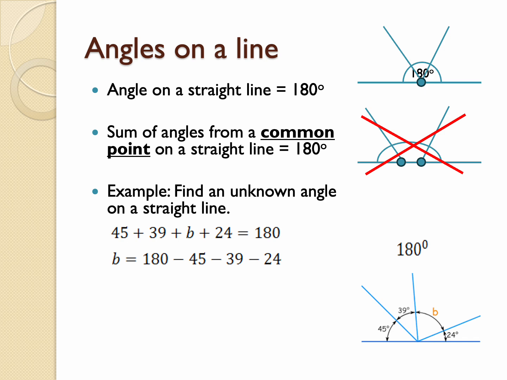If you don't know how to make B the subject, watch an earlier video on how to make a subject. Basically, we isolate B on the left side. Then we do some calculations and we figure out that the angle B turns out to be 72 degrees.